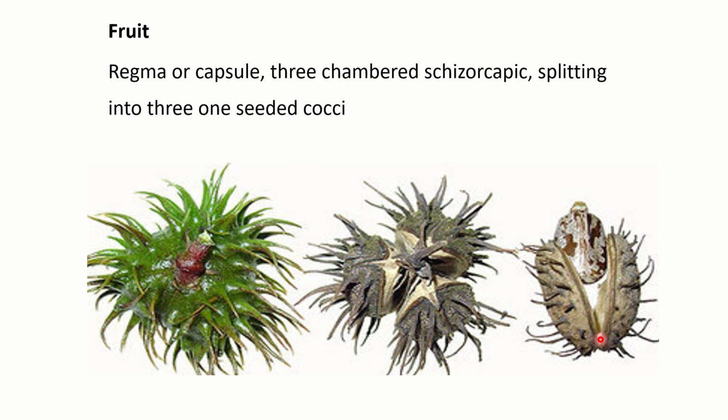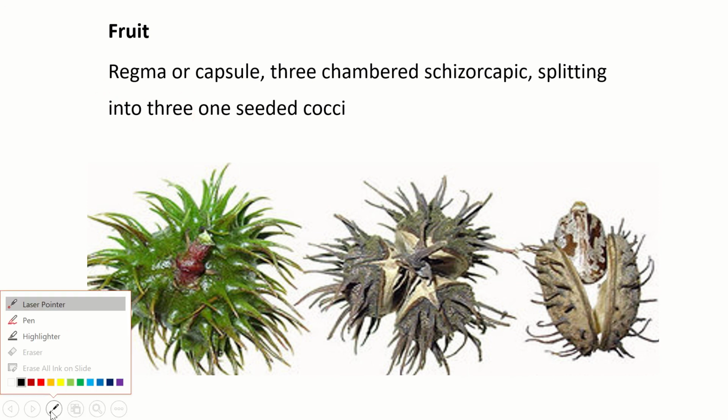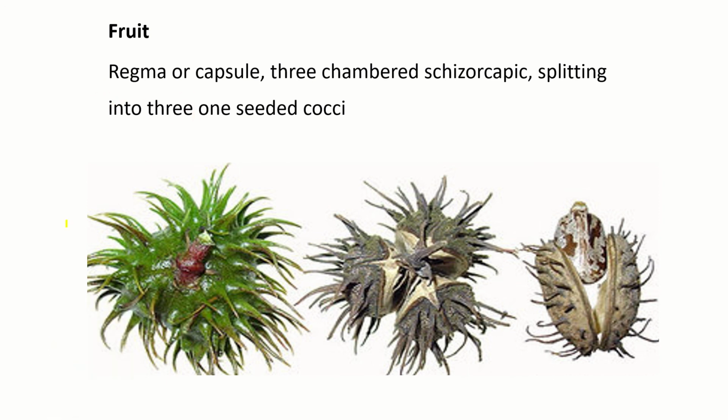Fruit is regma or capsule, 3-chambered, schizocarpic, and splitting into 3 one-seeded cocci. So please remember these two names. Alright, this is very important. You might get a 1-mark question or things like that. What is the type of fruit? So it is regma or capsule. Okay. Try to remember these points very well.